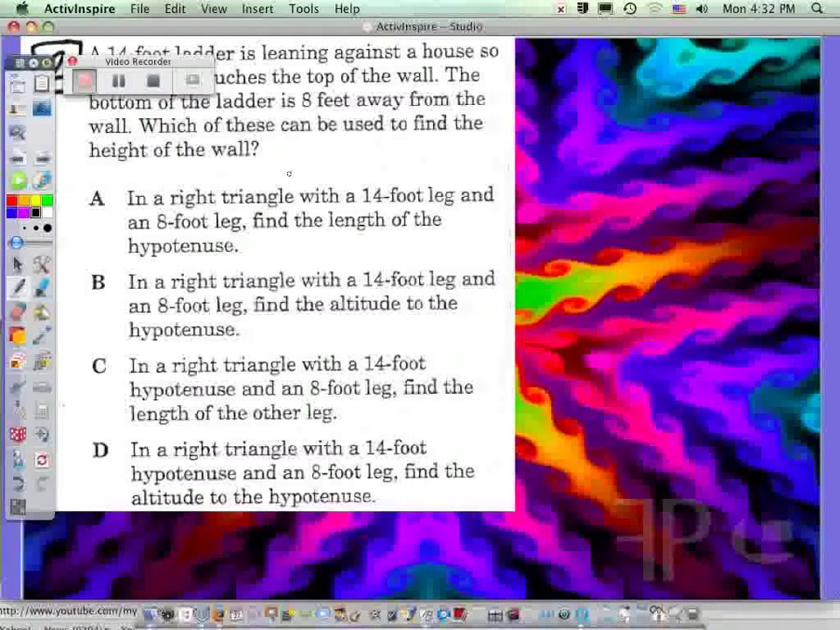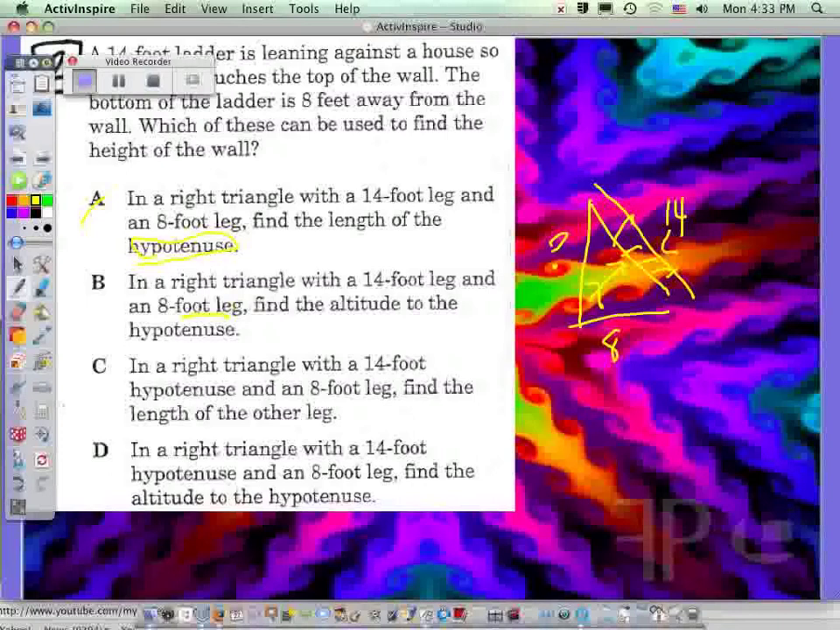And then number 2, it's telling you there's a ladder. Okay, let's make sure y'all can all draw this. Ladder. It's against the house. So which of these can be used to find the height of the wall? Look, 14 is your C, right? 14 is your C. 8 is your bottom. You can call it A or B. In a right triangle with a 14-foot leg and an 8-foot leg, find the length of hypotenuse. That can't be true because of hypotenuse. 14 is your hypotenuse. All right, this says find the altitude to the hypotenuse.